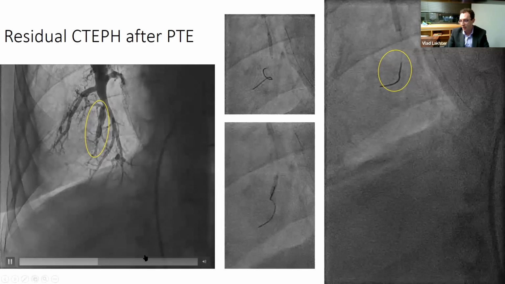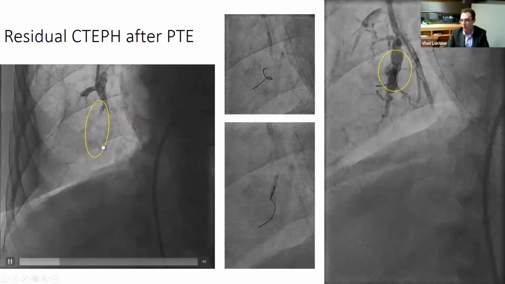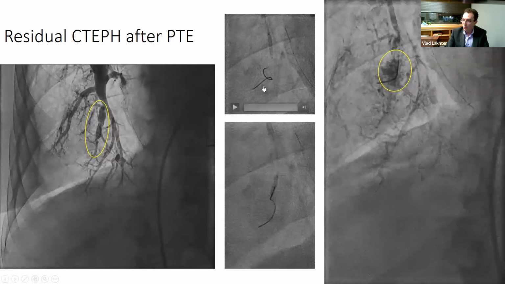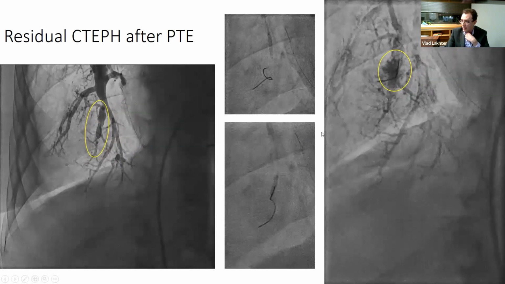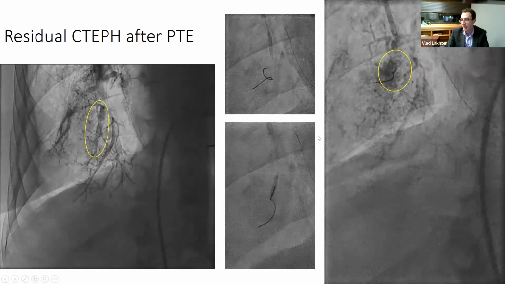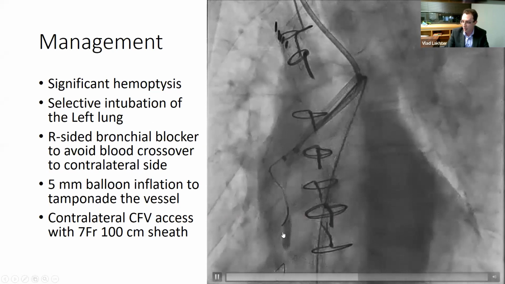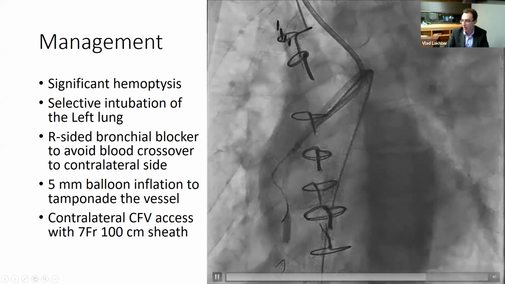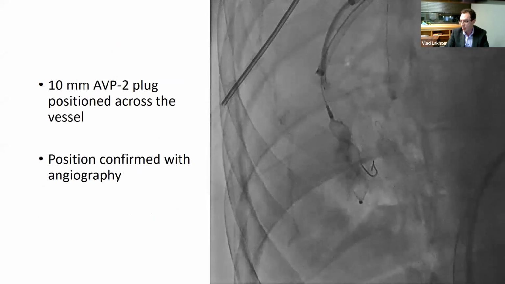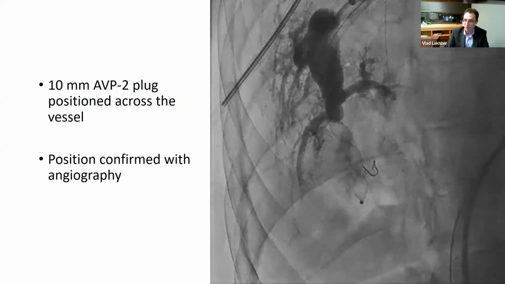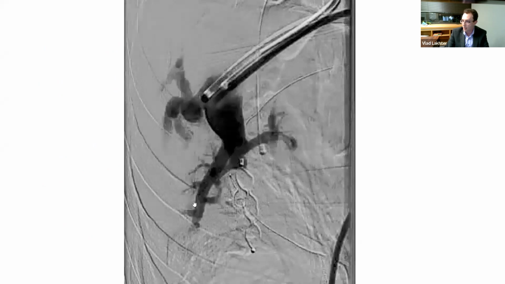Here's one case that we had of a patient post-pulmonary thrombectomy who had a stenosis in one of the posterior lower lobe branches. In wiring the vessel and then performing balloon angioplasty, the patient developed a fairly significant hemoptysis right there in the case. This ultimately required us to get contralateral access and inflate a large balloon to tamponade the vessel. The patient was intubated, and in this particular case we had to place an Amplatz vascular plug to embolize the vessel completely because of persistent hemoptysis. The patient did well, and here's the final result.